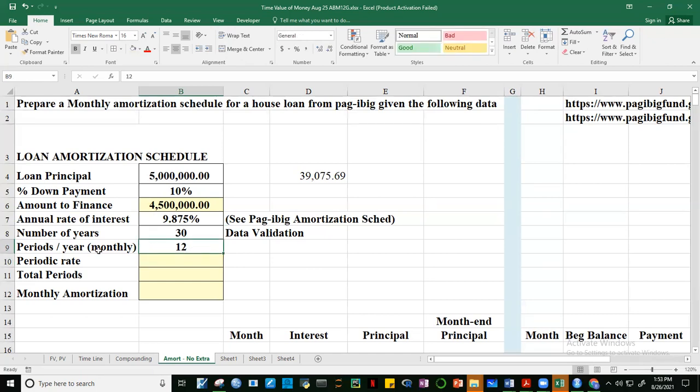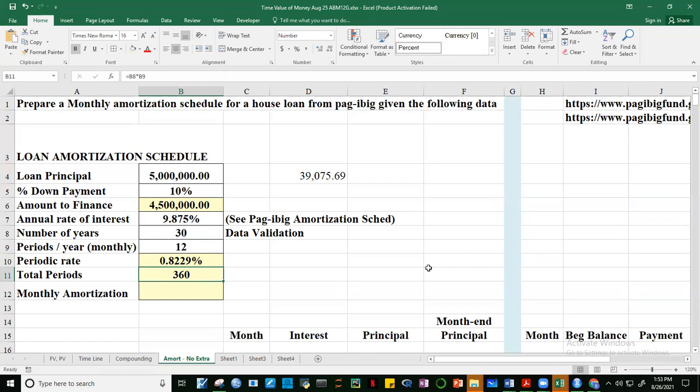So that's compounding at 12 periods per year, so 12, no? Therefore, our periodic rate or our monthly rate will be 9.875% divided by 12. So ito yung monthly rate natin. Total periods natin will be 30 times 12 months. 30 years kasi times 12 months, so that's 360.